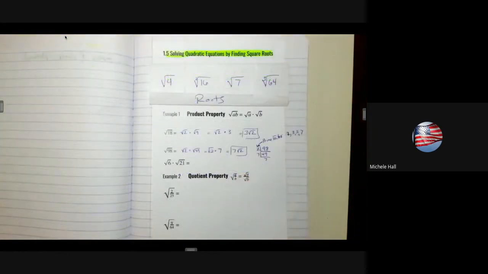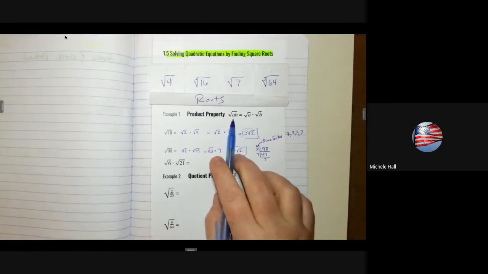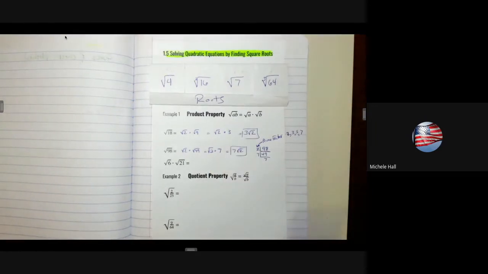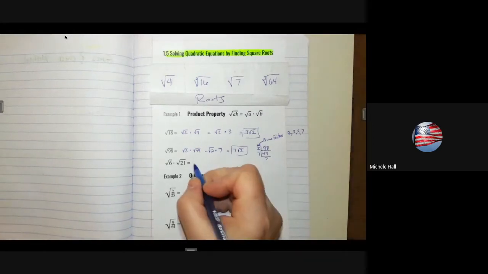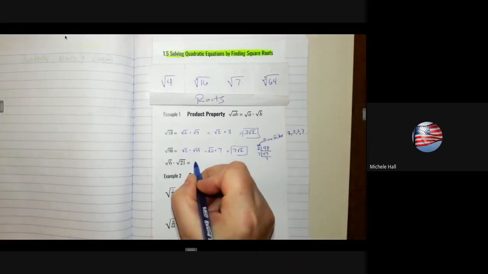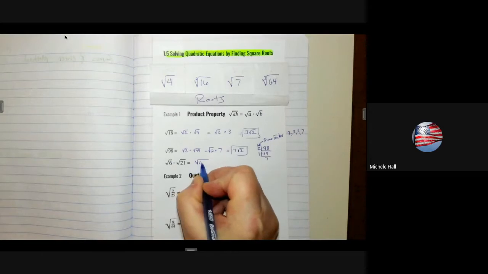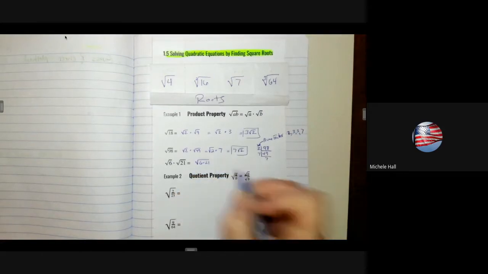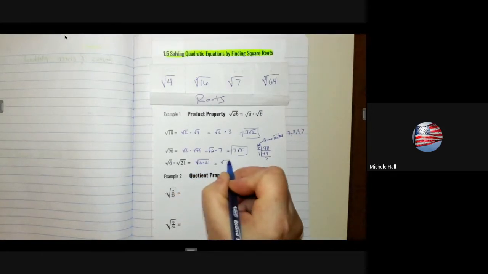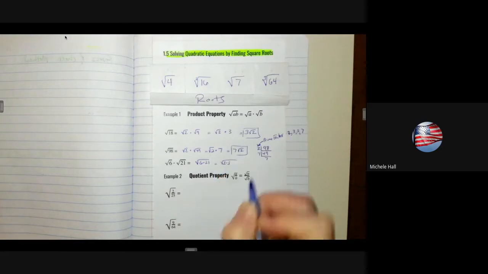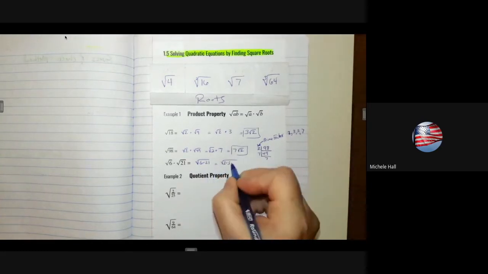On the next example, we have the square root of 6 times the square root of 21. Well, I could multiply it back together, but why would I want to do that if I'm trying to break it all down? So I'm just going to continue breaking it down, and I'm going to put them under the same radical. We have 6 times 21, and I know that 6 can break down into 2 times 3, and 21 can break down into 3 times 7.